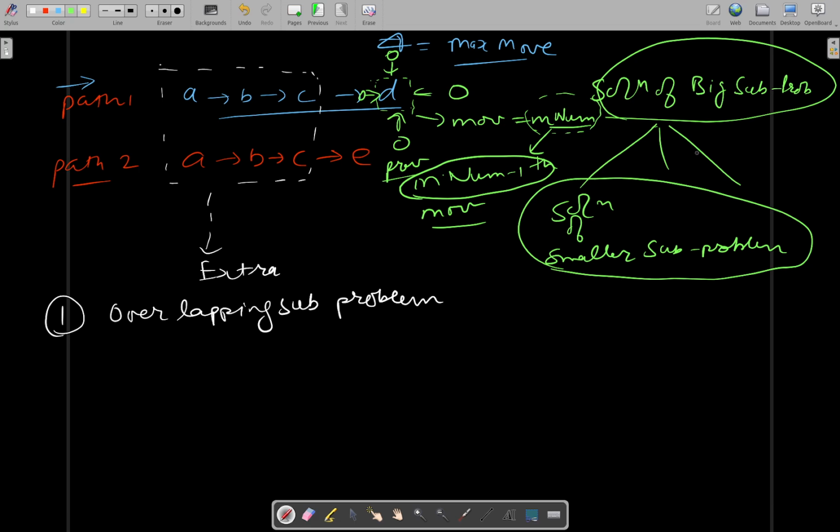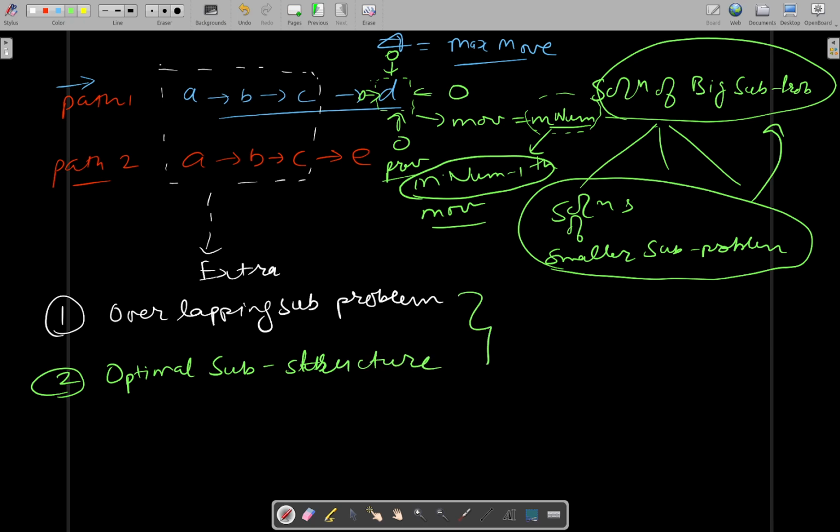So this was another observation, that the solution of bigger subproblems can be derived by combining solutions of smaller subproblems. So the second observation's name is optimal substructure. Those of you who are new to these two properties of a particular problem, I will be providing a link describing these two properties.